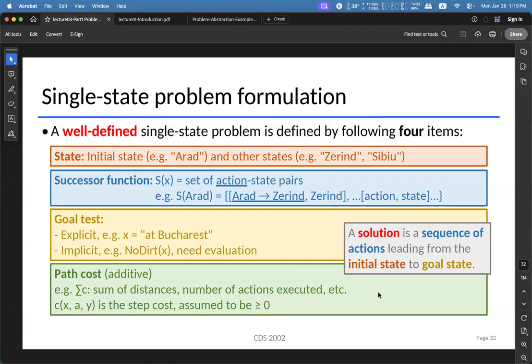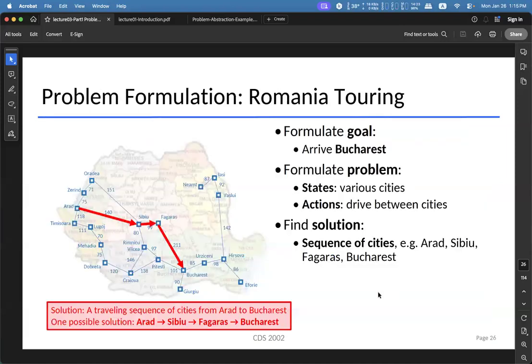We can actually just check whether the state is equal to a particular state. For example, in the Romania touring problem, we are very sure that the Bucharest state is the goal state. So we just check whether the agent is located in Bucharest, and that is the end of the story. So this is called explicit goal state testing.